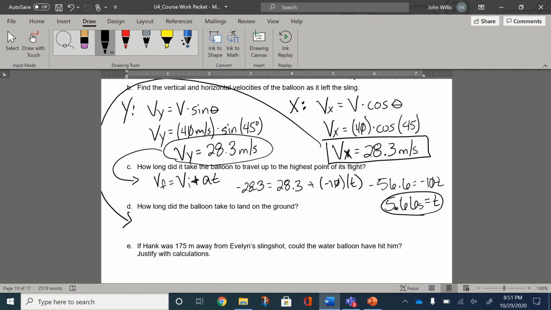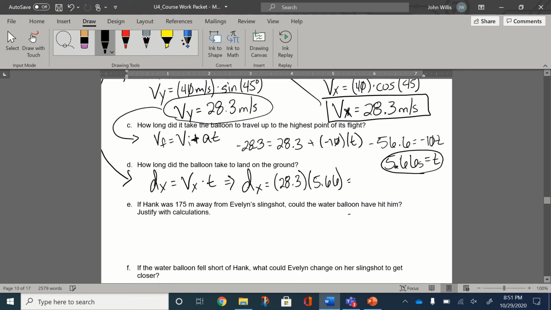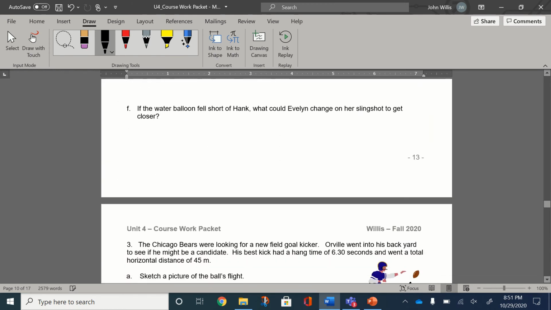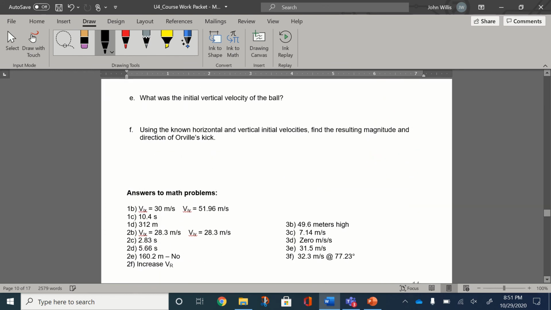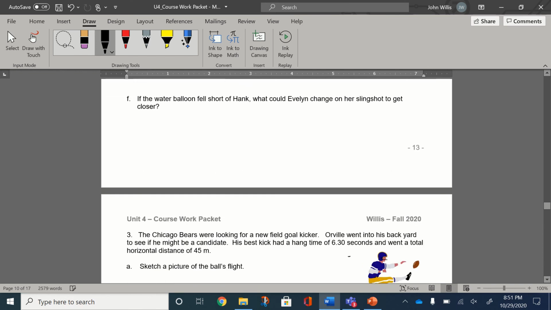That is the amount of time it spends in the air. Now that you know the amount of time it spends in the air, you can plug it into Vx multiplied by t. It's the same procedure, the same steps each time. So we got horizontal distance of 28.3 multiplied by 5.66 seconds. This one I cannot do in my head, so 2d should give us a value of 160.